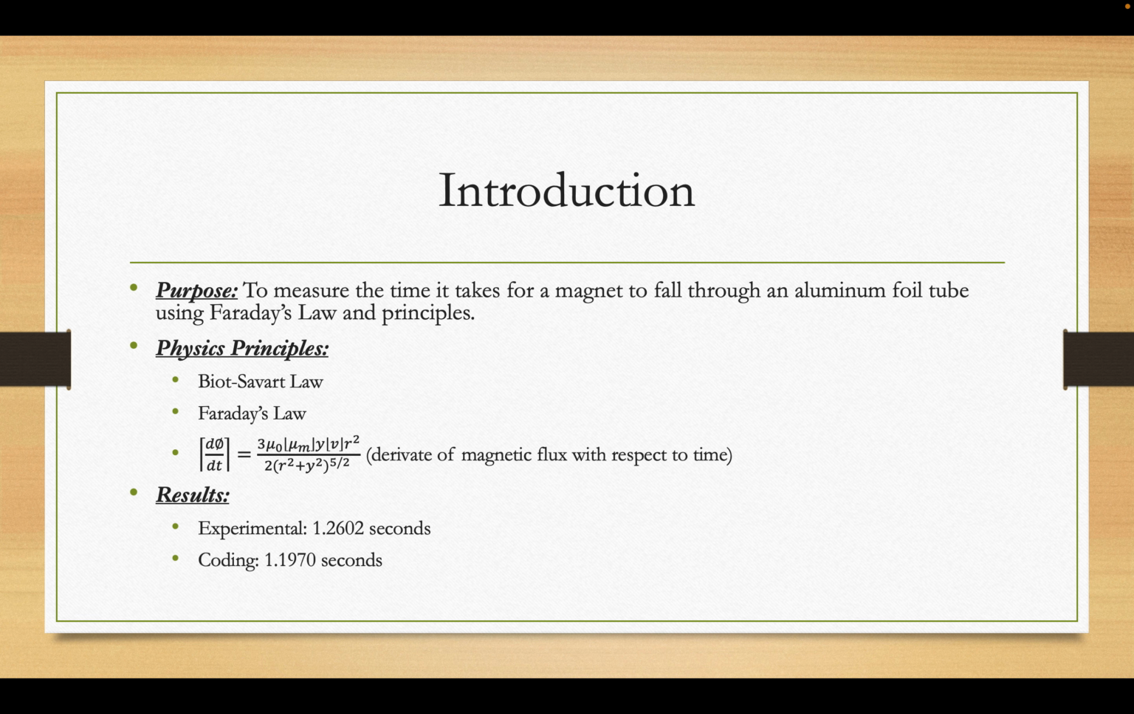We're going to be using Faraday's law in this case also, and then we're also going to be using the time derivative of magnetic flux, which is this big equation over here. The result was that the experimental data showed the fall took 1.26 seconds, while the coding showed that it was 1.197 seconds.